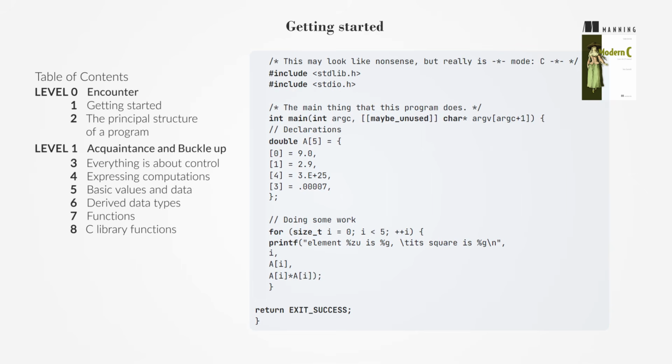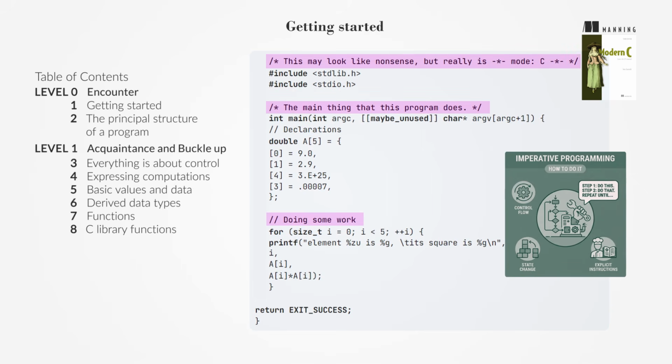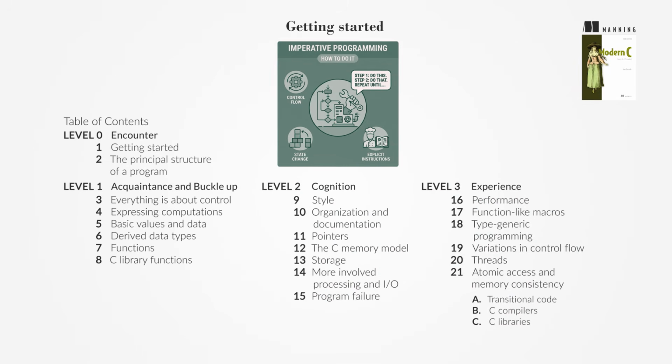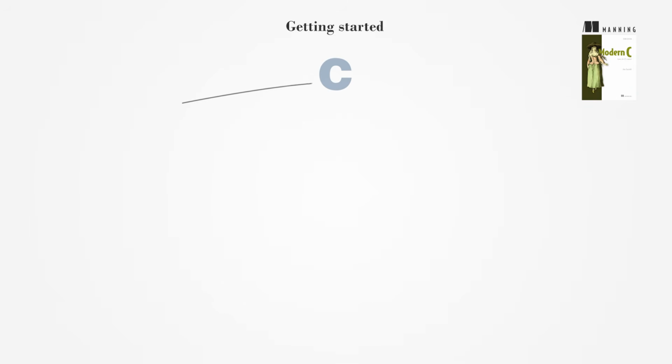Programming in C means giving your computer direct orders. That's imperative programming. Whether you're new to programming or not, be patient. The concepts will click as you go. C bridges the gap between human instructions and computer actions.